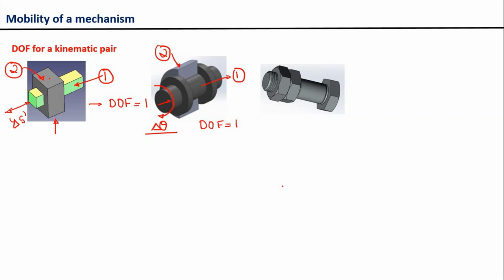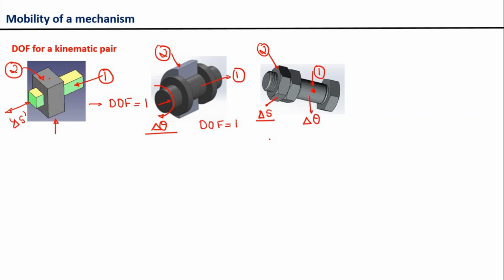Now let us consider the screw pair here. In a screw pair, as we know, when this screw, which is defined as link 1, is going to turn, then this nut, which is defined as link 2, is going to travel through a certain distance. Now in this case, we can define two coordinates, one for the translation of the nut, let us say this coordinate is delta S, and one for the rotation of the screw, let us say this coordinate is delta theta.